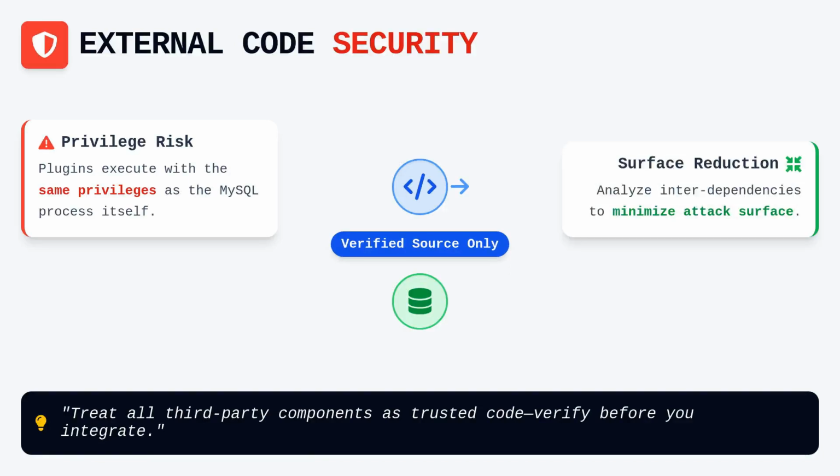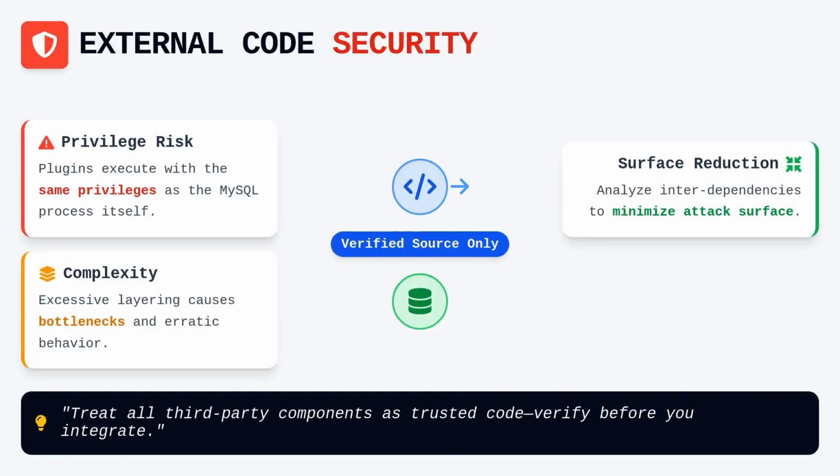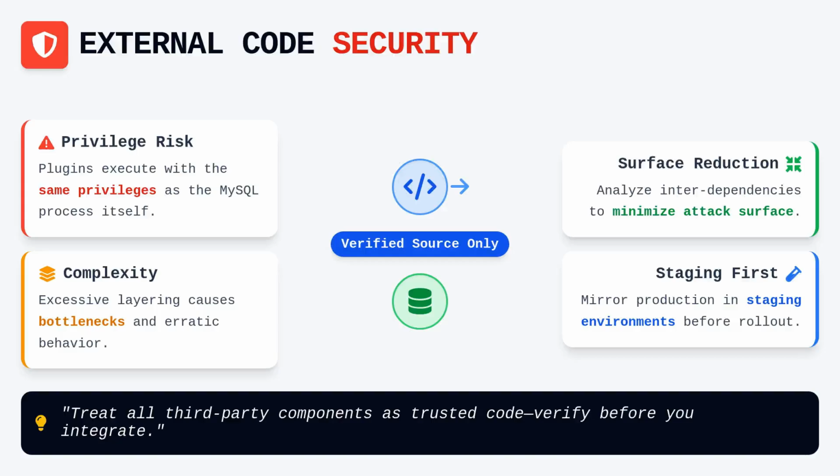Furthermore, you should analyze the interdependencies between components to minimize the attack surface of your installation. Excessive layering of components can create unexpected behaviors or performance bottlenecks that are difficult to debug under load. Always test these integrations in a staging environment that mirrors your production configuration before rolling out any new functionality to your primary database instances.